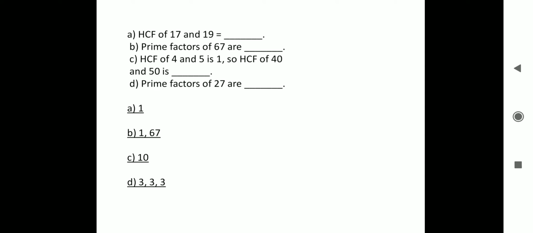Then we have prime factors of 27. Prime factors of 27 are 3, 3, 3. That is 3 into 3 into 3 is 27. So you are going to do practice, children. Doubts if any, feel free to ask.